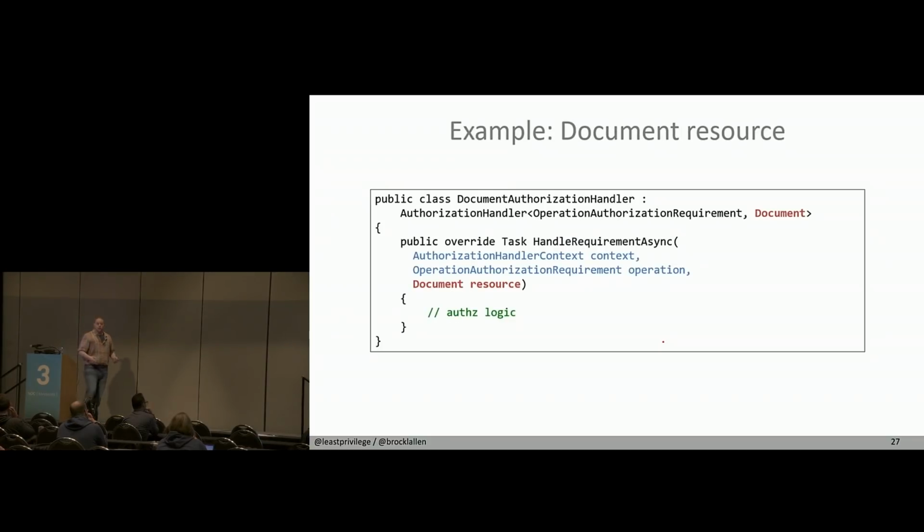Same idea. You basically build a handler, just like the prior one, except this handler takes, in addition to the user as an input, the operation, what the user's trying to do, and the resource that the user's trying to operate against, in this case, like a document. And then you go sort it out with whatever your logic is, you say succeed, and the user can get in and do it.